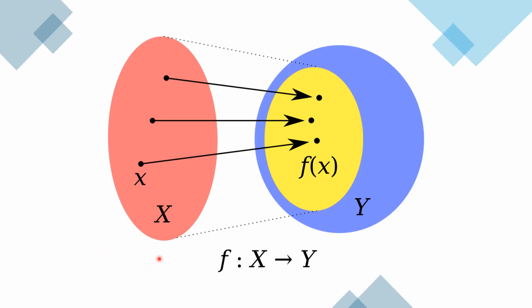So here f is a function from x to y. This set x, the set of elements of x, is called the domain. And this set y is called the codomain, and the image elements f of x form a set called the range of the function. So the range is always a subset of the codomain, consisting of those elements that are imaged from the domain.